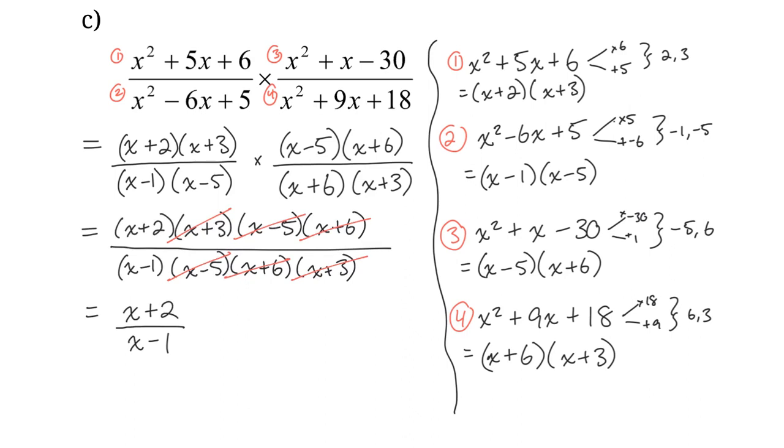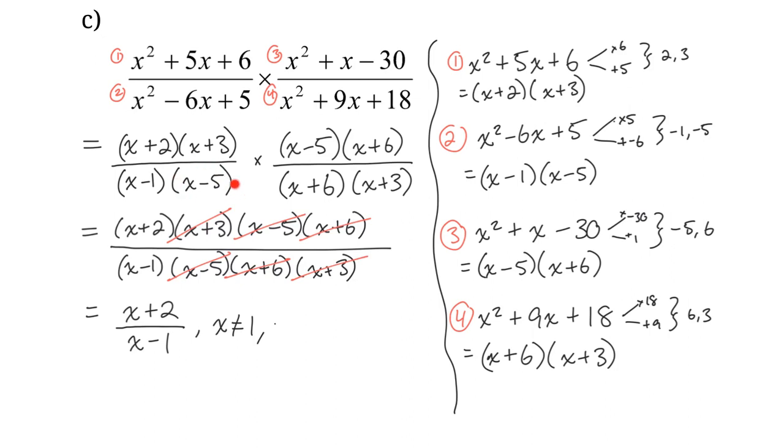Now we need to state restrictions on our variable. So if we look back to our factored form, we can look at all of our factors and see what x cannot be equal to. So starting with our first factor, x minus 1, if x is equal to positive 1, then x minus 1 is equal to 0. So x cannot be equal to positive 1.